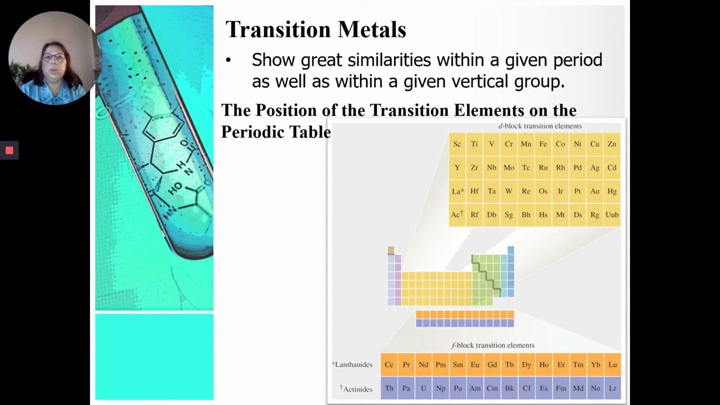Transition metals show great similarities within a given period as well as within a given vertical group. So what you have learned as the characteristics of the zinc group, and likewise the yttrium group, follows the same with its vertical group and also with its given period.